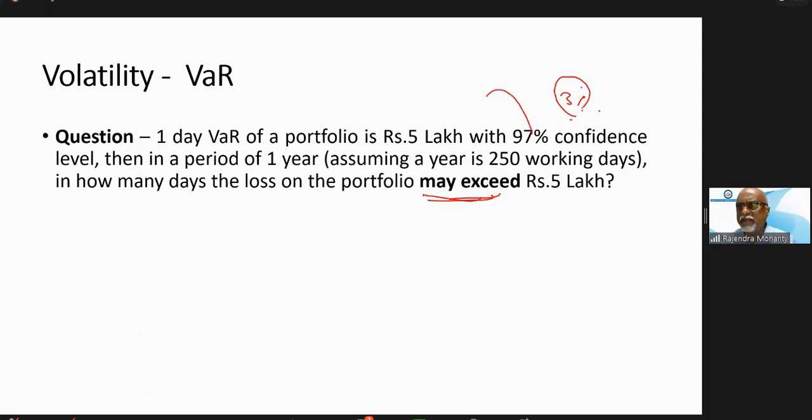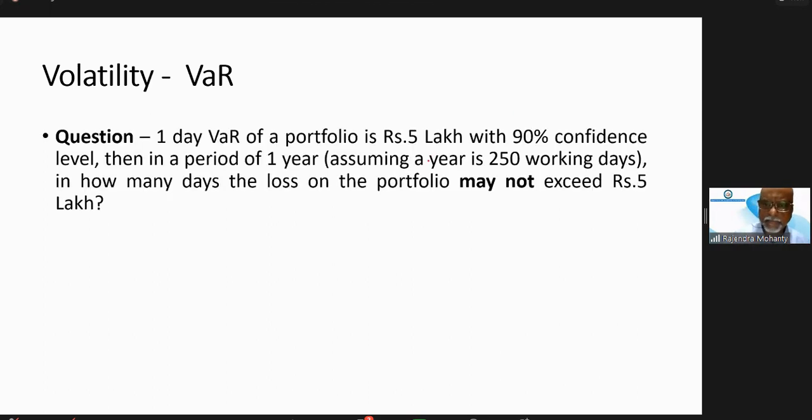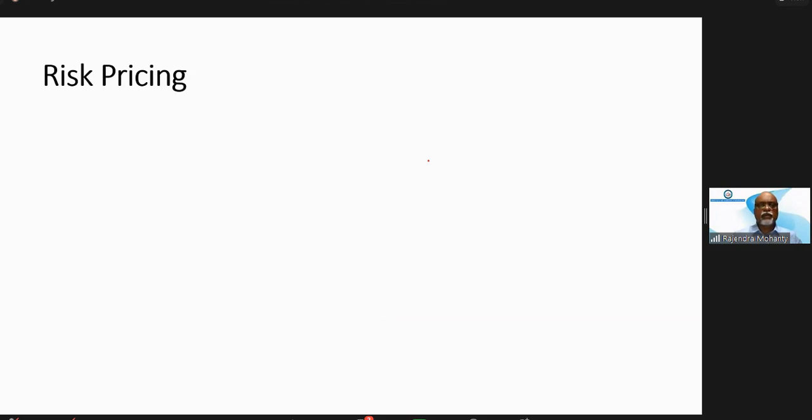The earlier question was "may exceed." May exceed means we have to take the small percentage, so 97% it is not going to exceed, 3% going to exceed. That is the difference between these two questions. Clear? Yes, sir.